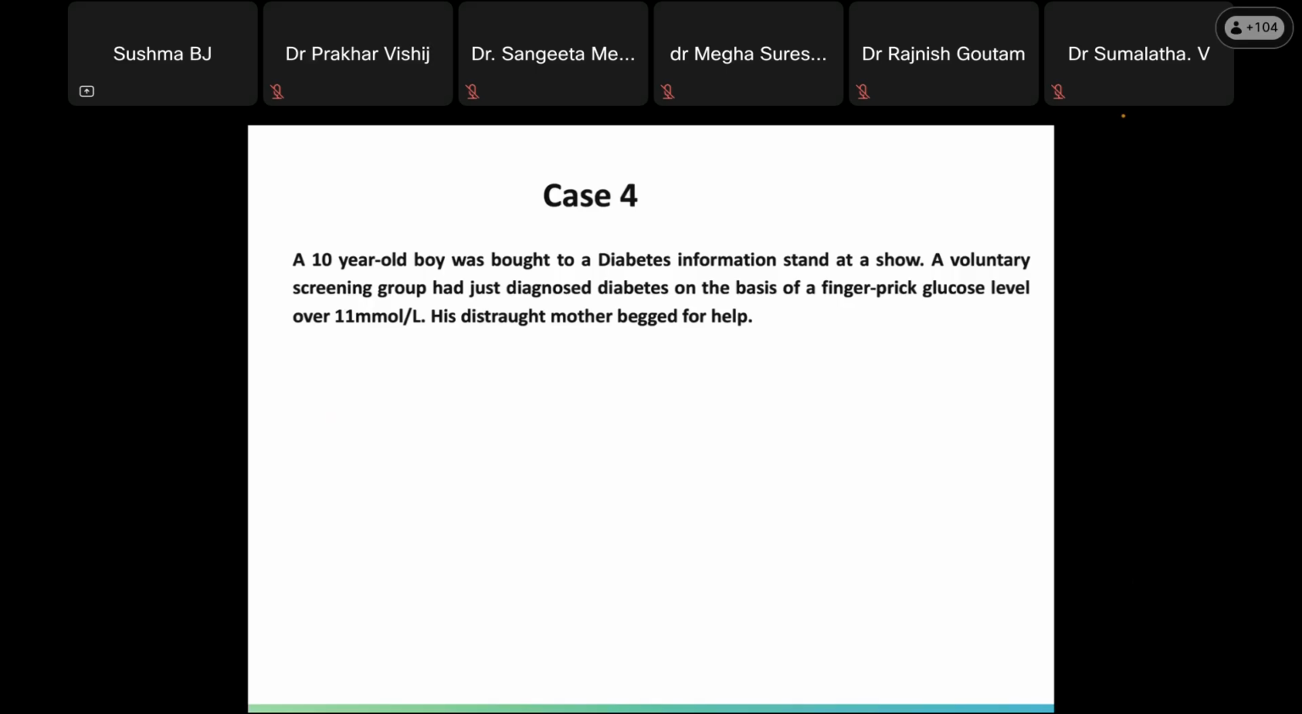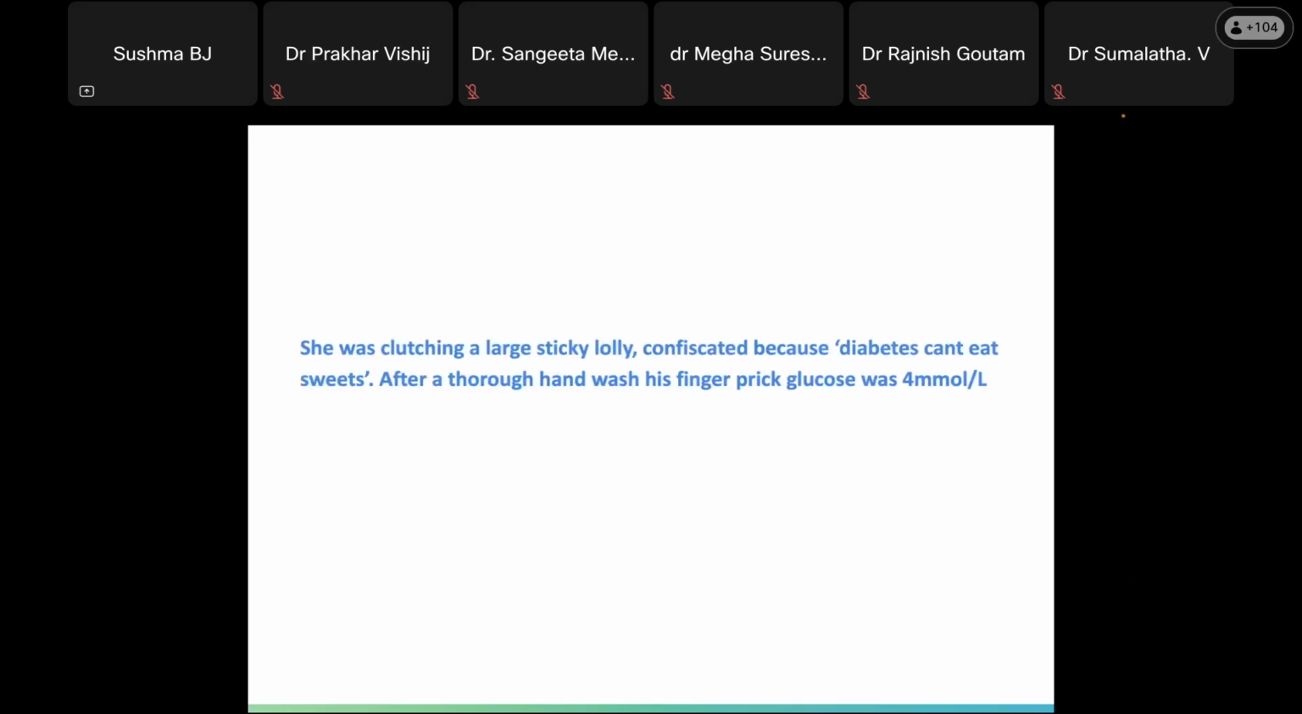The problem in this case is that it was a pre-analytical error, which cannot be dealt with by automation. He was clutching a large sticky lollipop, which was confiscated because diabetes patients cannot eat sweets. After a thorough hand wash, his finger prick glucose was 4 millimole per liter.